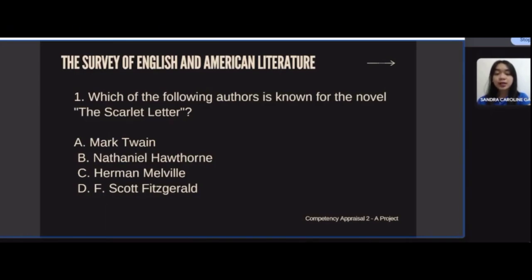Hawthorne's The Scarlet Letter is a classic of American Romanticism, dealing with themes of sin, guilt, and redemption in Puritan New England. While letter A, Mark Twain, is known for the adventures of Huckleberry Finn. Letter C, Herman Melville, wrote Moby Dick. And letter D, F. Scott Fitzgerald, is from the Jazz Age, author of The Great Gatsby.